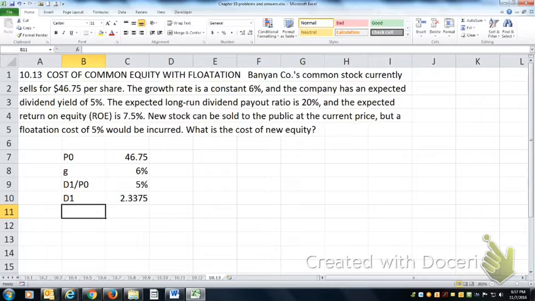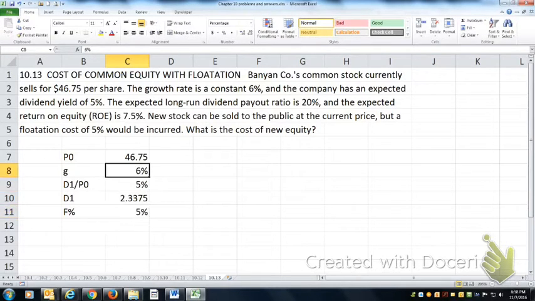All right, so I've got some other information. The expected long-run dividend payout ratio is 20%, and that has to do with they pay out 20% of their earnings, which means they retain or plow back 80%, and I've got an ROE of 7.5%. Nice to know, but that's not telling me anything. And they've got a flotation cost percent of 5%. You would think they'd use some different numbers in there, but they didn't.